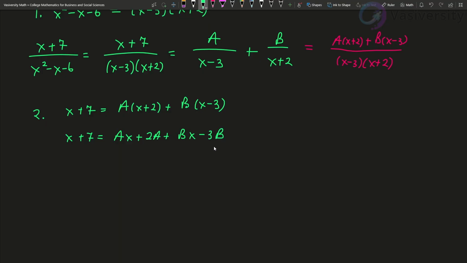Here we actually have a system of equations. What we do is, we have x terms, so let's take all of the x terms.